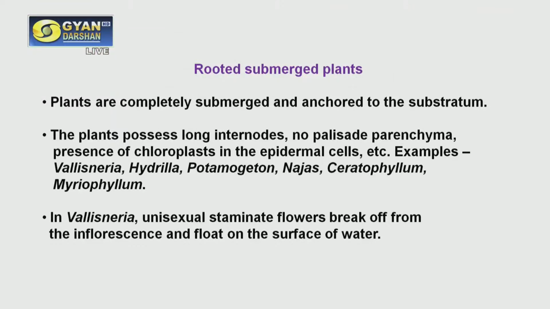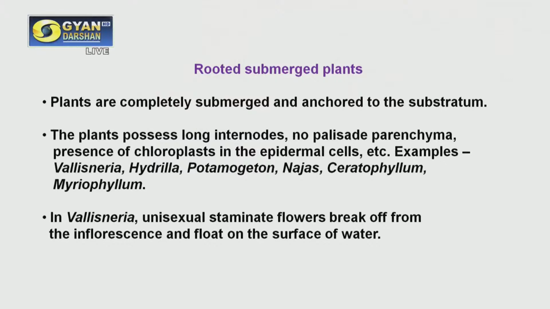Now we come to the third category of hydrophytes, that is rooted submerged. So here, unlike the earlier two classifications, the plants are completely submerged. We do not find any floating parts or floating organs. The entire plant is present below the water surface, and they are anchored, attached to the substratum. These plants possess long internodes, no palisade parenchyma, and presence of chloroplasts in the epidermal cells, like Vallisneria, Hydrilla, Najas, etc.